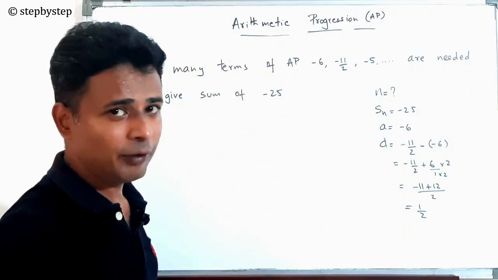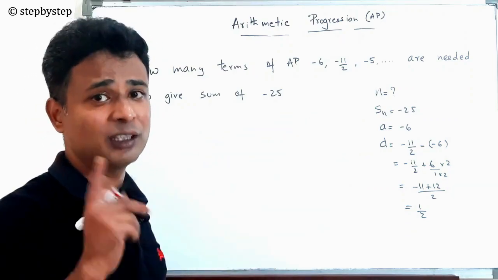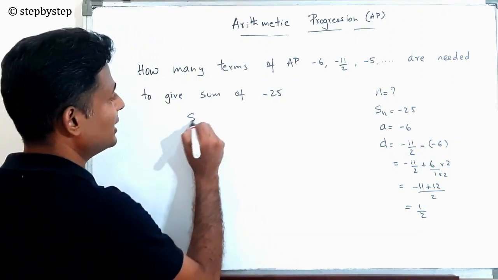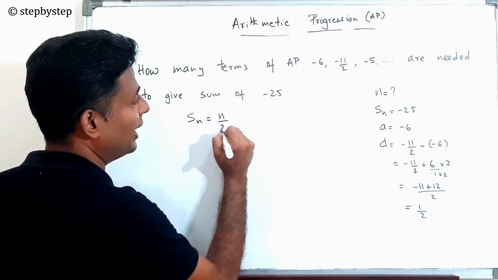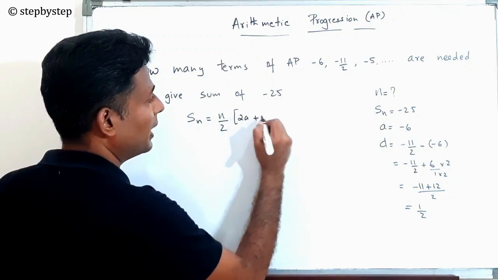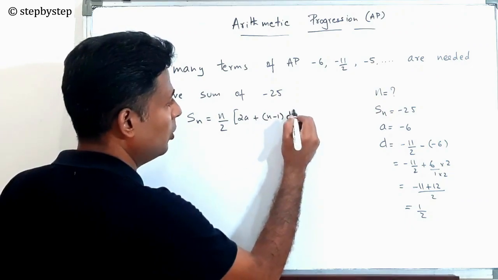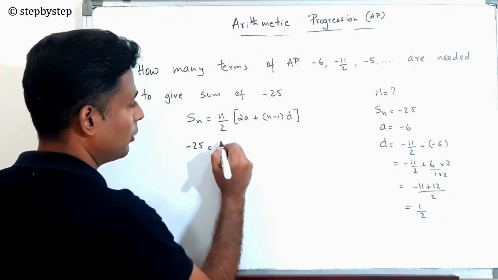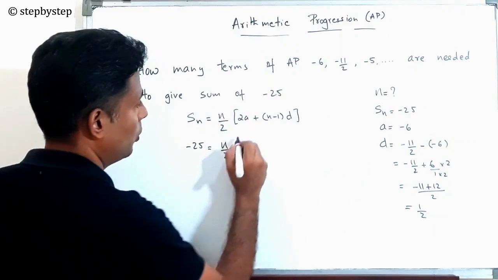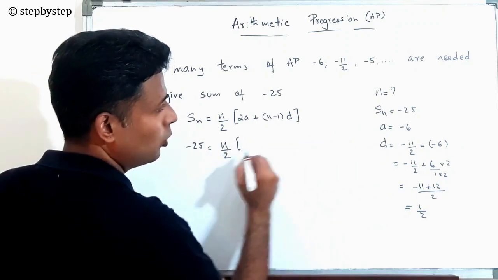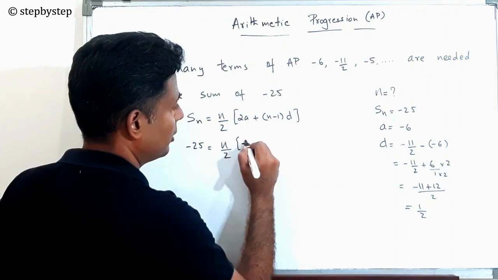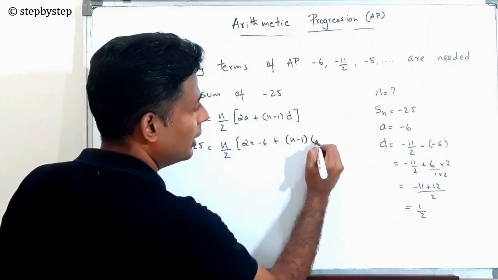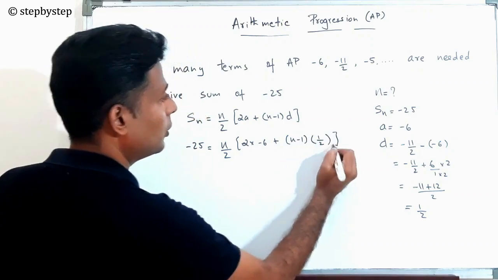Now we know S of n, a and d. We can find the value of n. Which formula will I use? I'll use the first formula for S of n. Why? Because I do not know the last term. So what was it? S of n equal to n by 2 into 2a plus n minus 1 into d. Now S of n is minus 25 equal to n by 2 into 2a, that is 2 into minus 6, plus n minus 1 into d, d is 1 by 2.